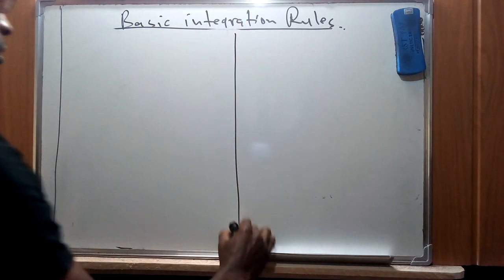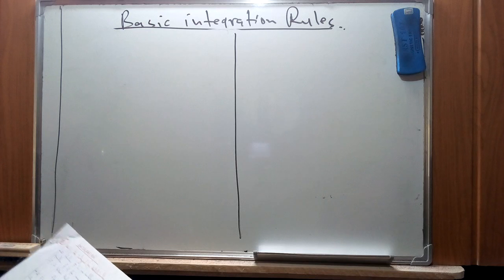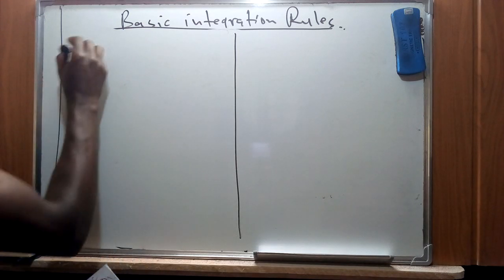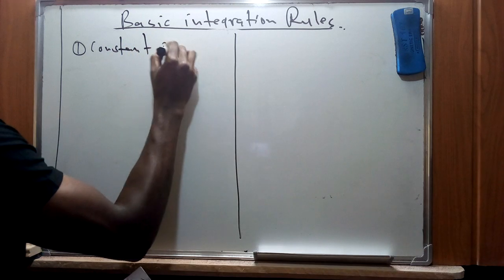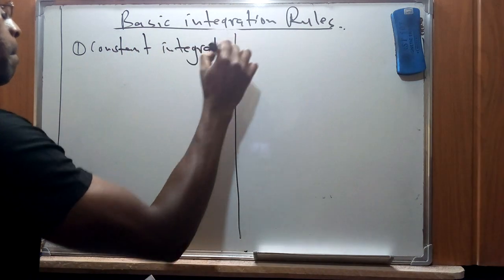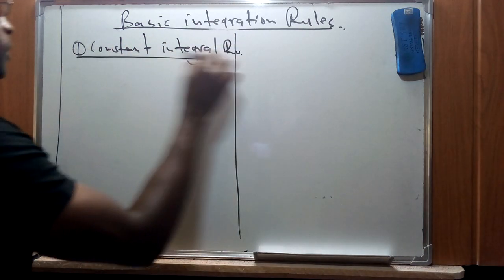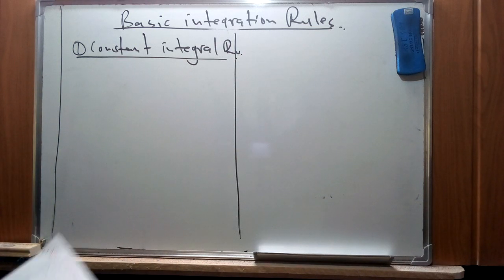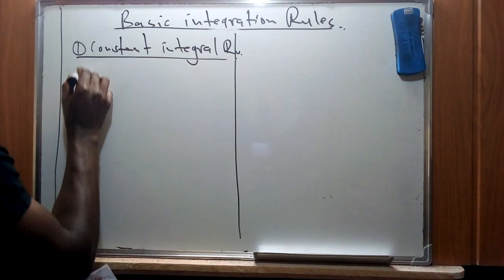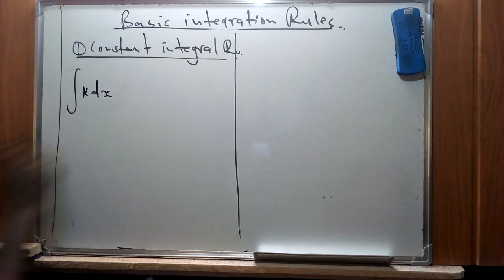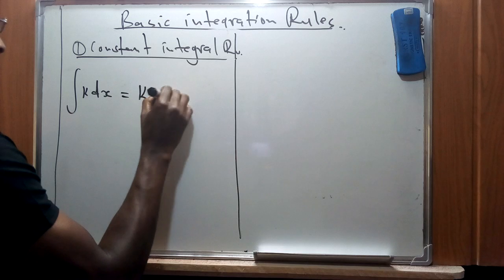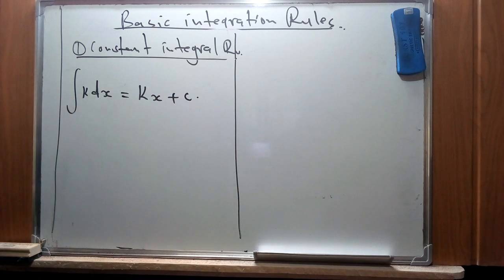So there are 4 general rules that we're going to look at in the basic integration rules. The first one is known as the constant integral rule. For a constant integral rule, using the integral notation, the integral of k dx is given as kx plus c. So this is rule number 1.